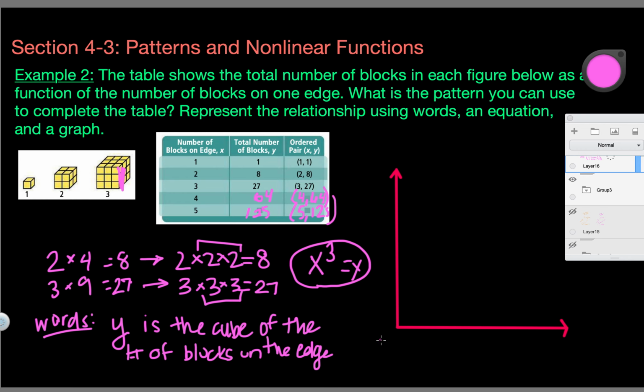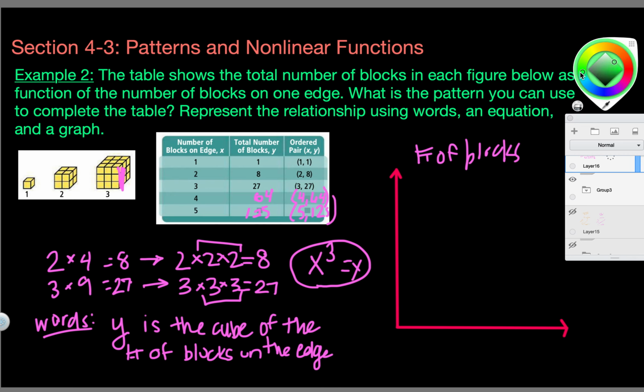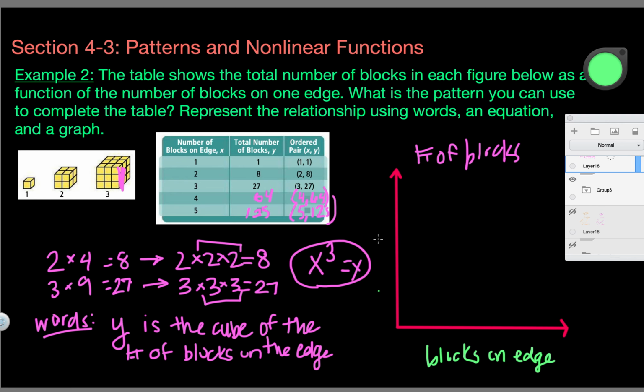Okay? So over here, we can label this as number of blocks. And I'm going to do this in a different color so we don't get confused. So down here, my x value, this is number of blocks on edge. And then on this left-hand side, my y-axis, this is total blocks. Okay? So I know we start at 0.